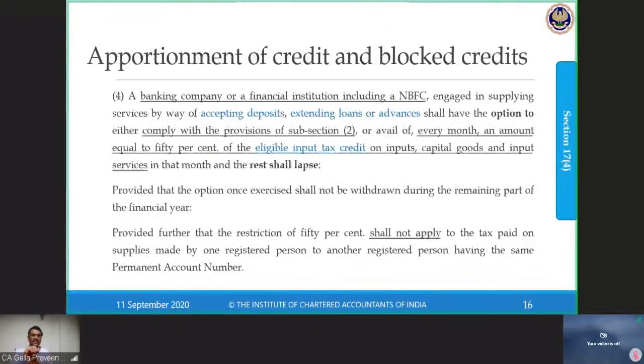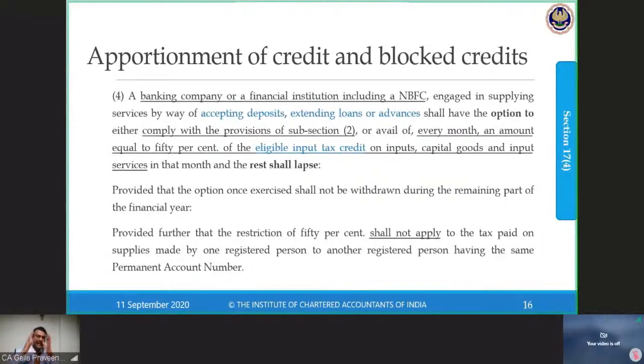Let us understand that. So any transactions which are done by a bank or a financial institution or an NBFC, what they say, you follow either subsection 2 or every month an amount equal to 50% of the eligible input tax. When you have a list of your purchases, inputs, input services, capital goods, only those which are eligible. When I say eligible, section 16 subsection 1 comes into picture. Only to the extent of your eligible credit, you take input tax. How? 50% you take. What will happen to the balance?